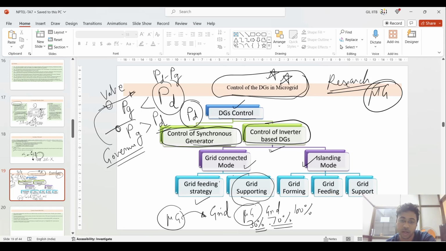So this kind of topology is kind of supporting topology. And there is grid feeding strategy, when there is a surplus, then it can give to this grid. This kind of architecture is there. Not a fixed amount, a certain percentage is there.